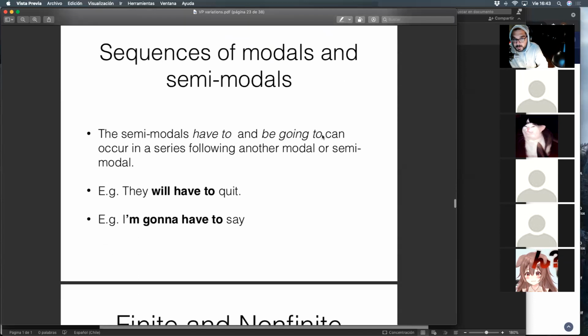Sequences of modals and semi-modals. The semi-modals have to and be going to can occur in a series following another modal or semi-modal. They will have to quit. So in that case, you have some kind of modal verbs together, but you have a central modal and then a semi-modal. The same with I'm going to have to say, right? In this case, we have this colloquial, this slang, I would say, but it's not a slang anymore. I would say, yeah, everyday language. I'm gonna have to say. Okay.